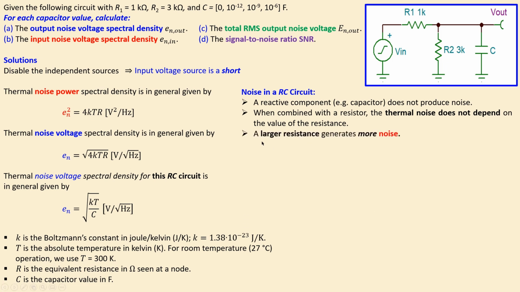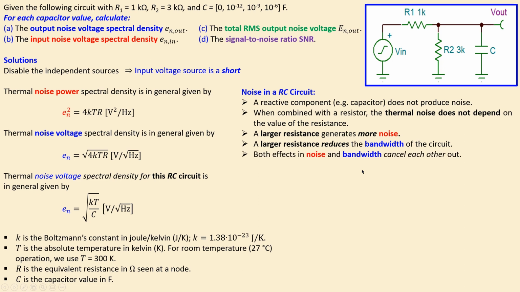So if I have a large resistance and if I make it larger, I will generate more noise. That is also seen from this expression. But if I also have a large resistance, that will also reduce my bandwidth. So in one case I will generate more noise when I make this resistance larger, but it will also reduce my bandwidth. So both effects, more noise and reduced bandwidth, will cancel each other out. Why? Let's see in more detail why this is happening.